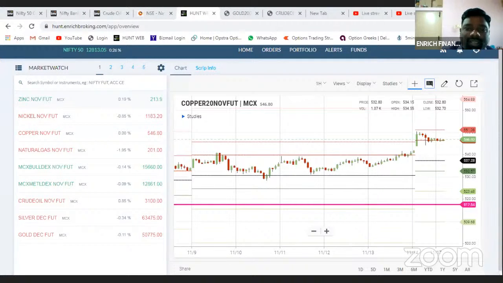But the only thing is, don't enter a running bus or running train. Just give some time. It has to wait at the stop. That stop area we call support. Whenever it reaches that support area, at that time you can buy. Okay, I can show you in the chart also.